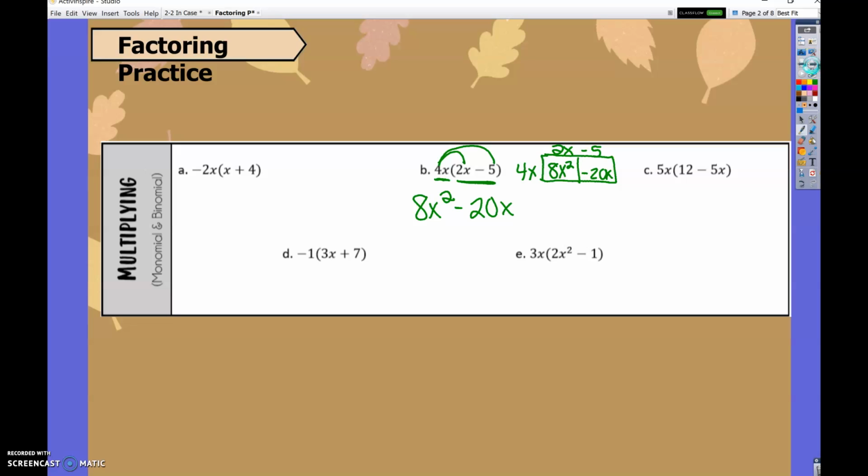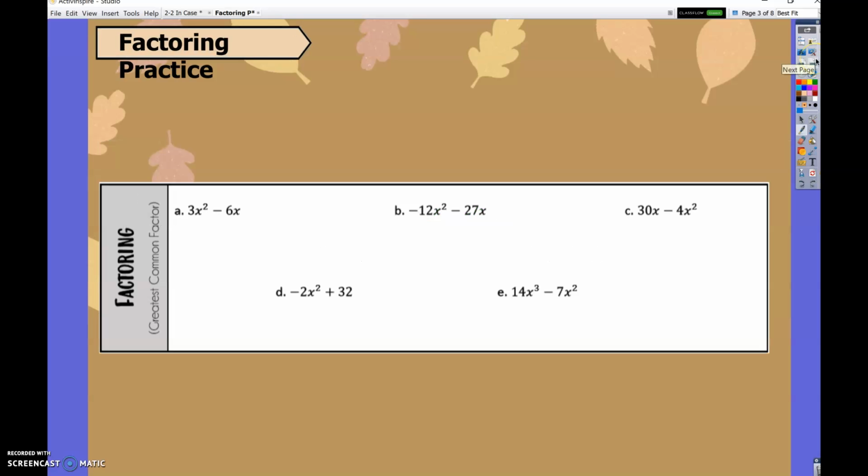It helps make sure you don't miss anything. The next section, we wanted to practice factoring. So now you're given the answer, the standard form, if you will, and you need to factor it. So we're going to look at, again, maybe example B here.